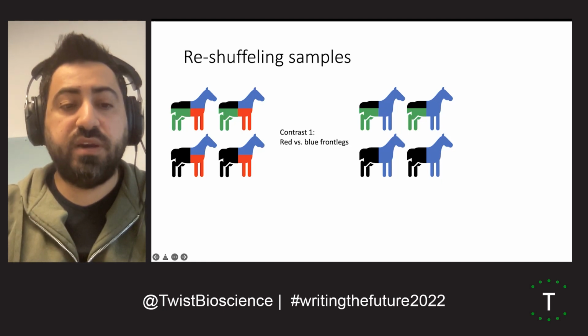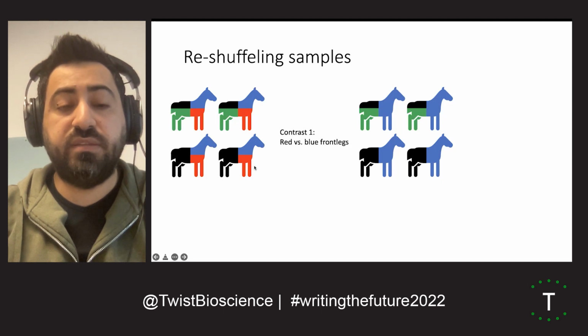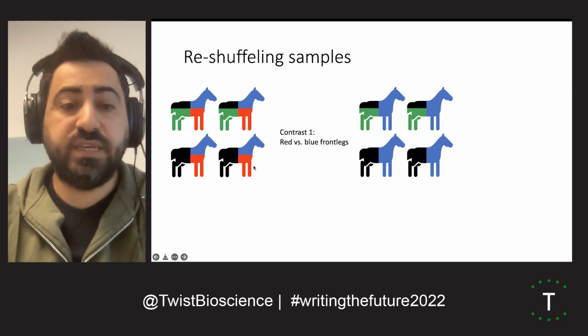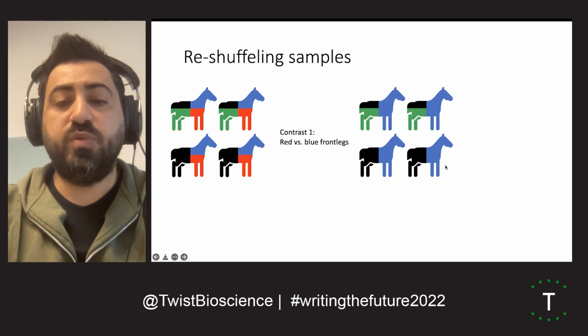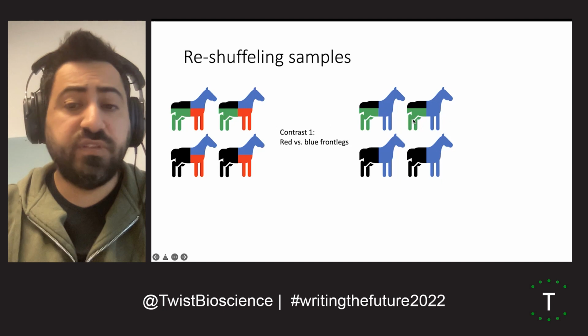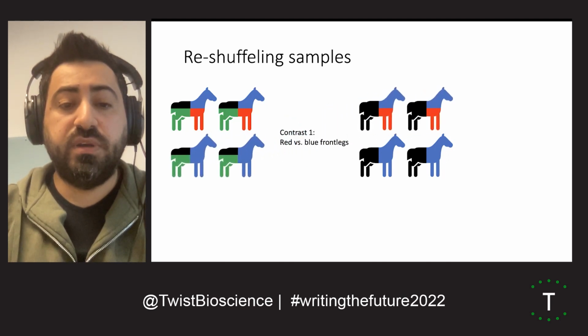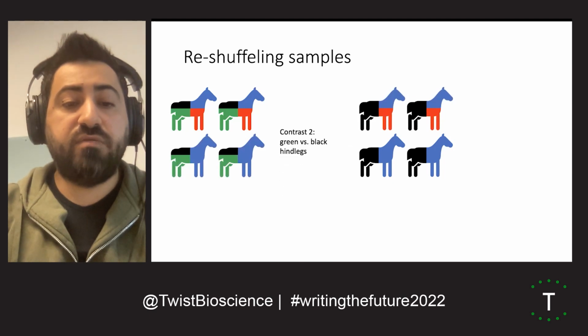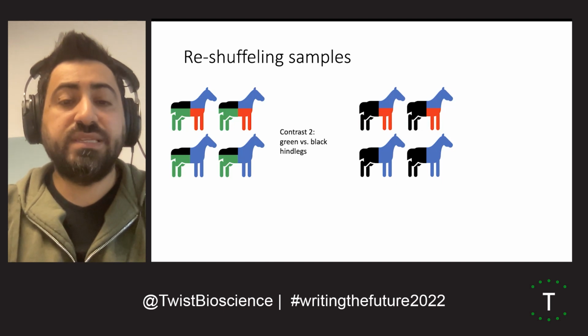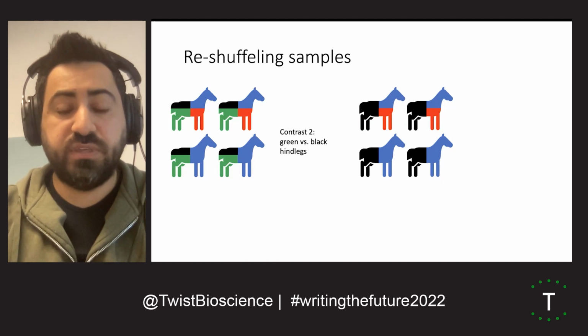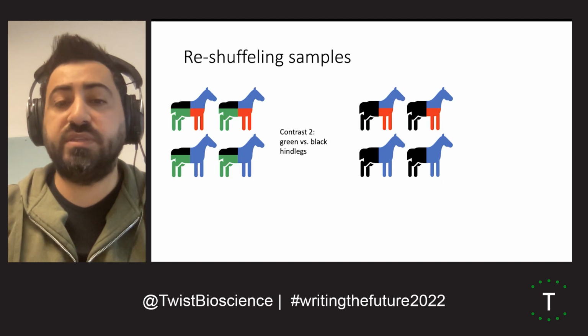For example, here I show that I'm comparing the horses that have red front legs with blue ones. But later on in the future, I might think of something else, so I might want to change my groupings. I can just change them, and now I have the green versus black hind legs. So this is something that I think is nice with this kit, and one of the reasons that I used it.